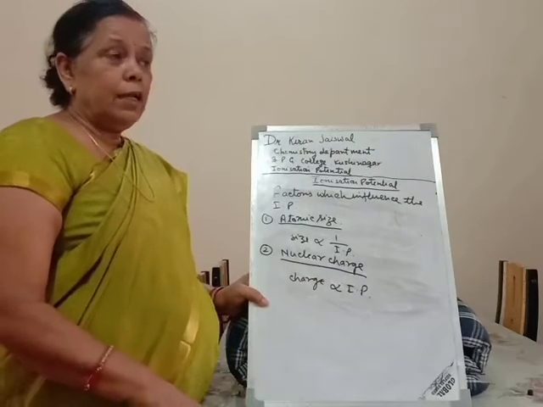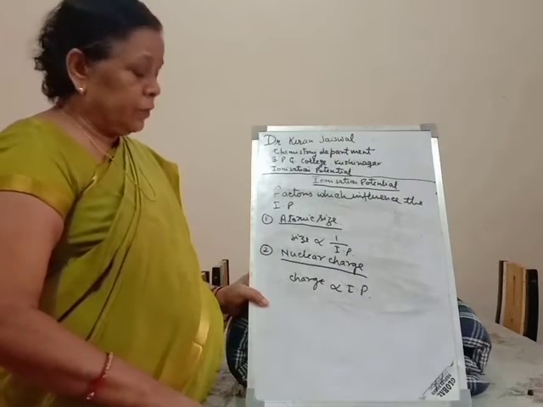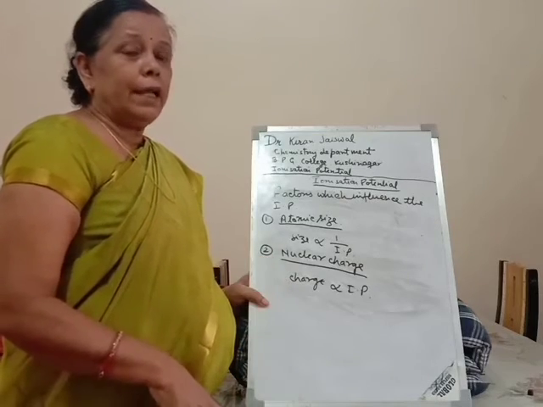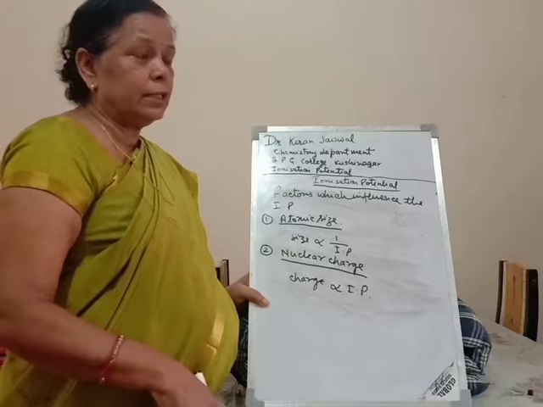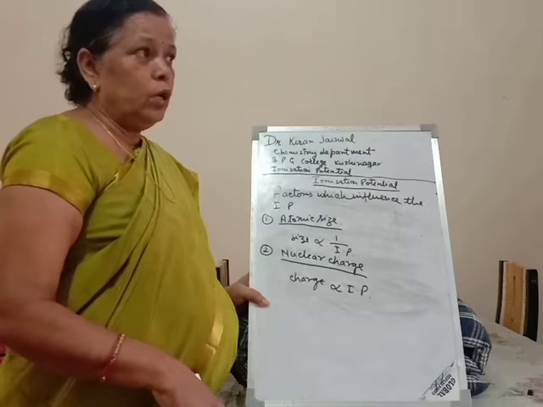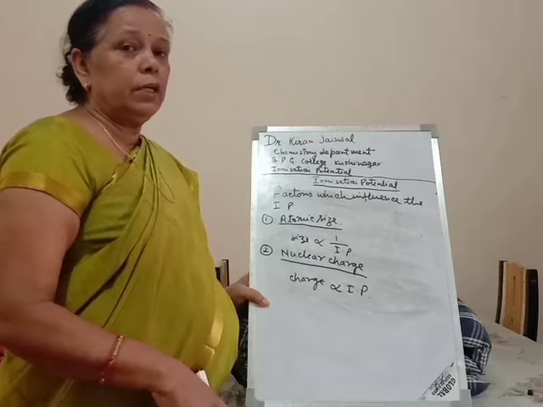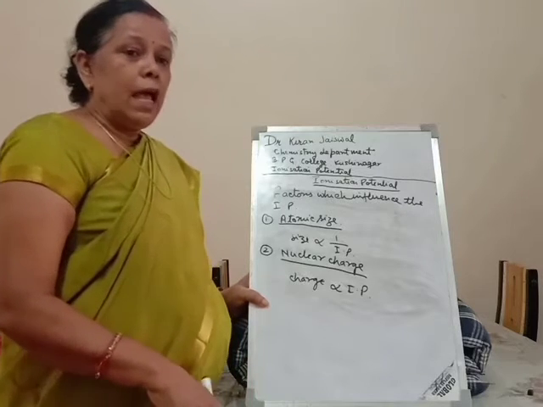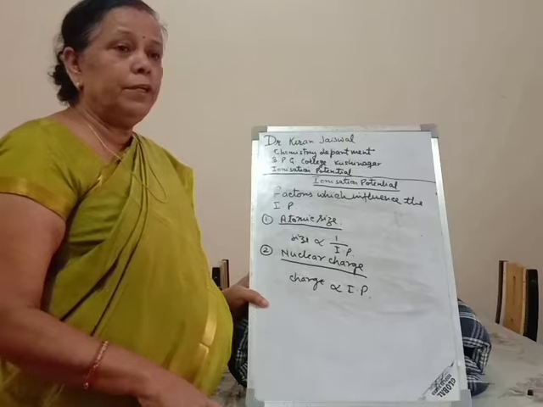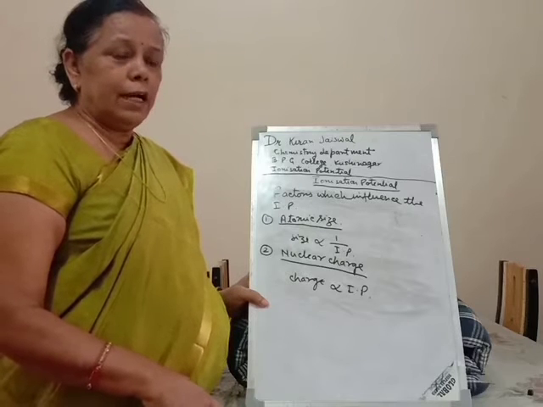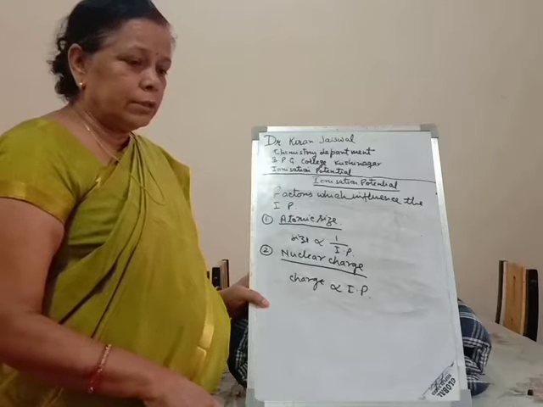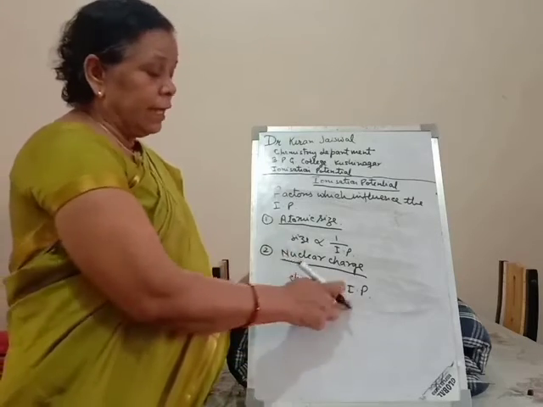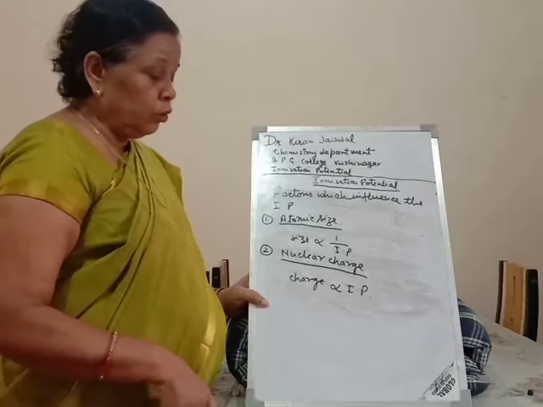The reason is that as the charge increases, the ionization potential increases, because the electrostatic attraction between the nucleus and the outermost electron will increase, and a large amount of energy will be needed to remove the electron from the outside of the atom. So as the charge increases, the ionization potential will also increase.